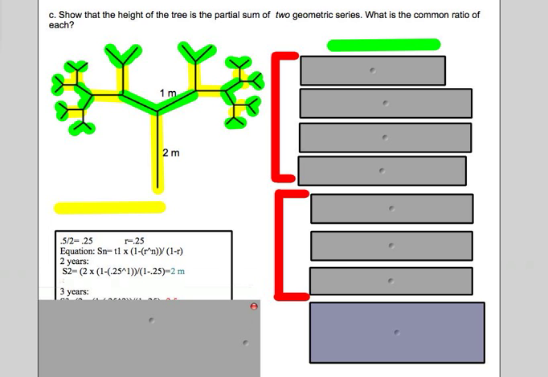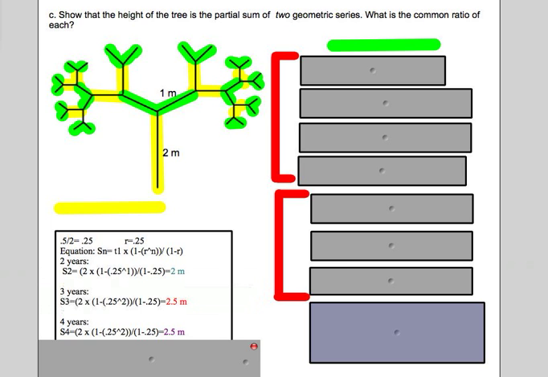After 3 years, your equation will look different. As opposed to having only 1 yellow branch, now you have 2. Therefore, your n value is 2, and your answer is 2.5 meters. After 4 years, 2 yellow branches still remain. Therefore, your equation will be the same as the preceding one. You can find the height of the green branches in a similar fashion using the same equation as well as the same r value.